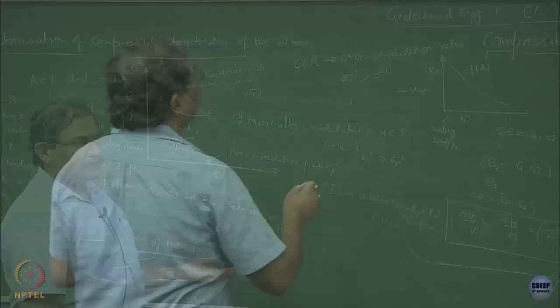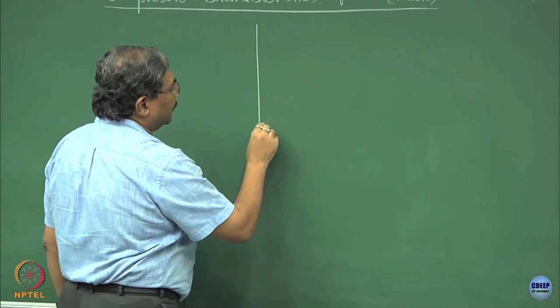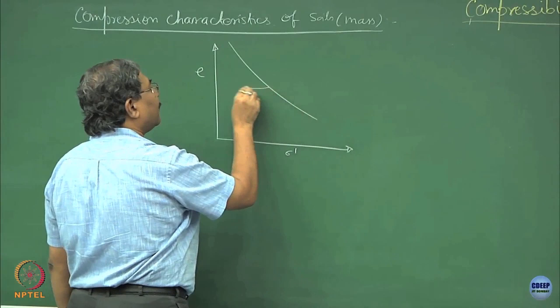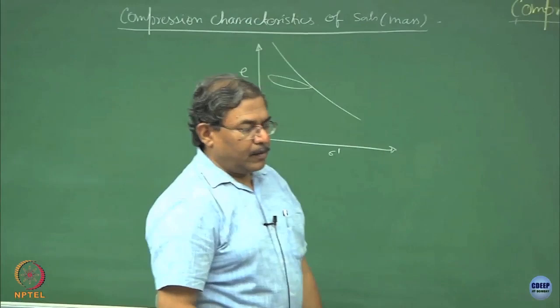If you talk about the compression characteristics of the soil mass, it's e over sigma prime. Suppose I give you a curve like this and another curve like this.